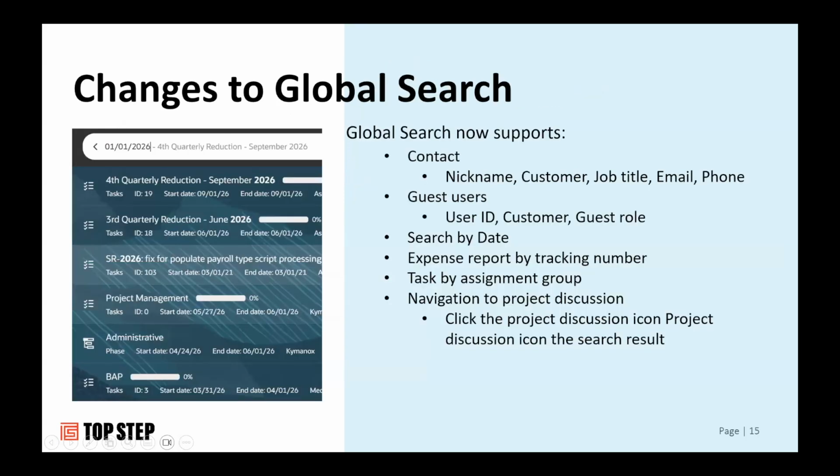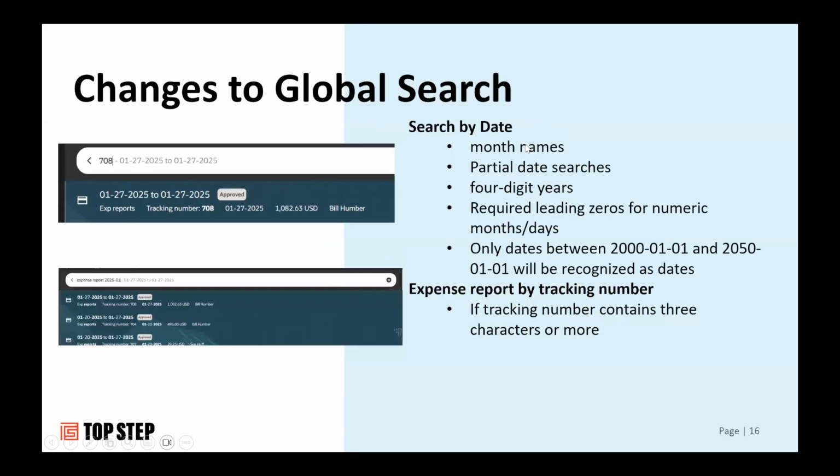Global search has been expanded as promised. You can now search many more values than when it first came out, which was just users, clients, and projects. So we'll go through some of the expansion items here. You can search by dates. So if you're looking for items in a certain date, partial dates, or years, you can now search there.